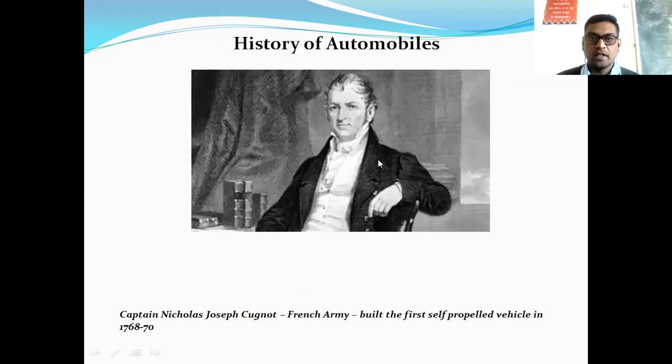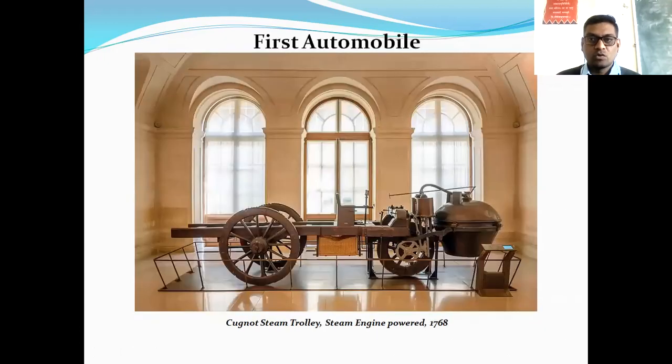Now, in the next slide, we have a little history about automobile. As you can see in the image, Captain Nicolas Joseph Cugnot from the French army was the first to build a self-propelled vehicle in 1768 to 70. The image you can see here is of Captain Nicolas Joseph Cugnot, who invented the first self-propelled vehicle. This is the image of the vehicle, which is called the Cugnot Steam Trolley, and it is powered by a steam engine.